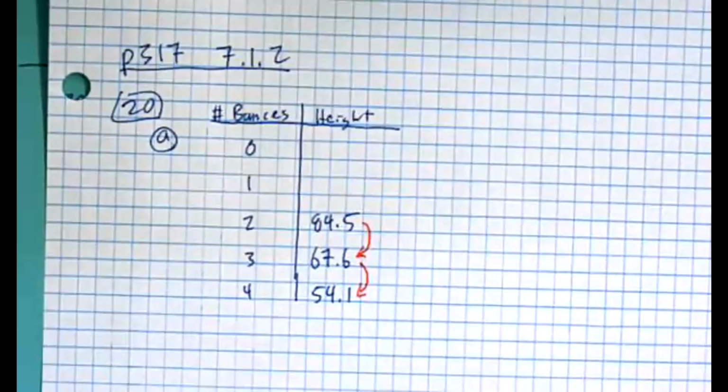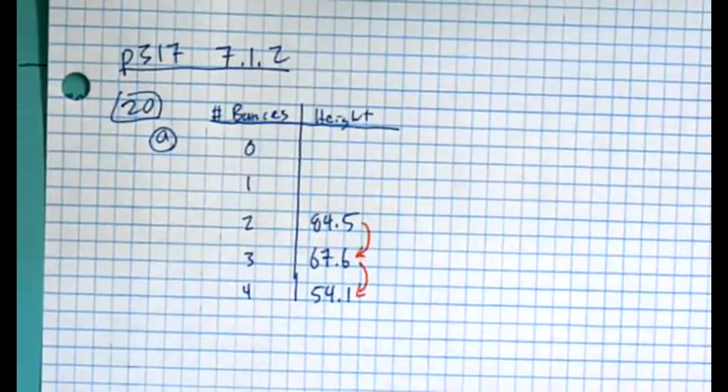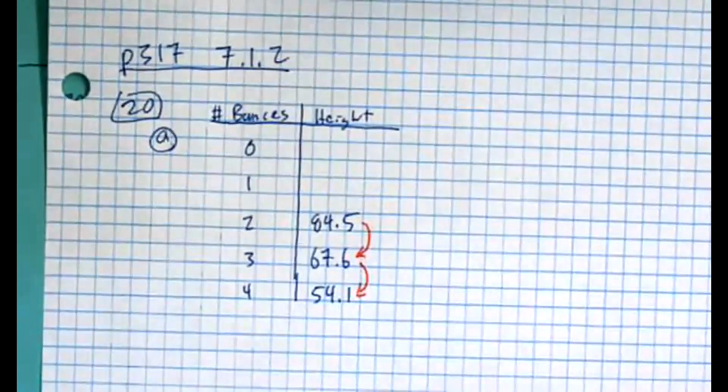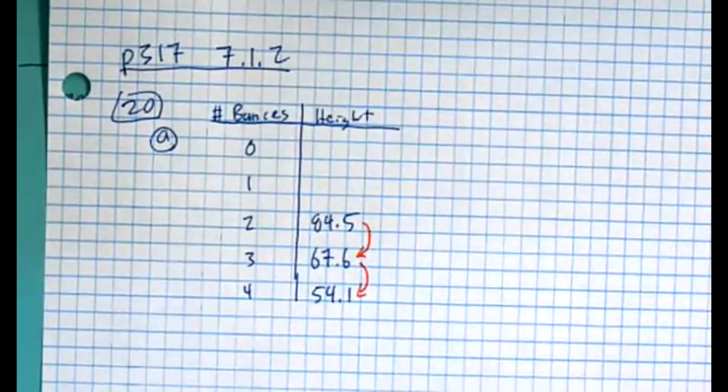What's our multiplier? What can we multiply 84.5 by to get 67.6? What can I multiply 67.6 by to get 54.1? Give that a shot. You've got some information in your pink packet about how to do this. See if you can remember how to find that multiplier. Grab a calculator if you need to.